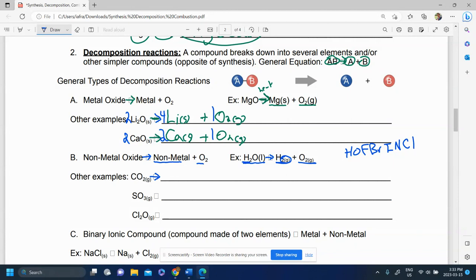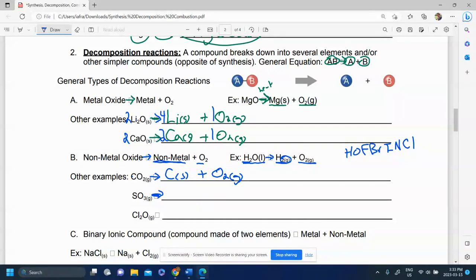We put an arrow. You recognize, okay, that's a non-metal oxide. It breaks down into the non-metal that it's made of plus the O2. The non-metal it's made of is carbon. It's not a Hofbrinkel. It does exist as a solid, though, when it breaks apart. And then oxygen, like that. And that would be in its gas state.